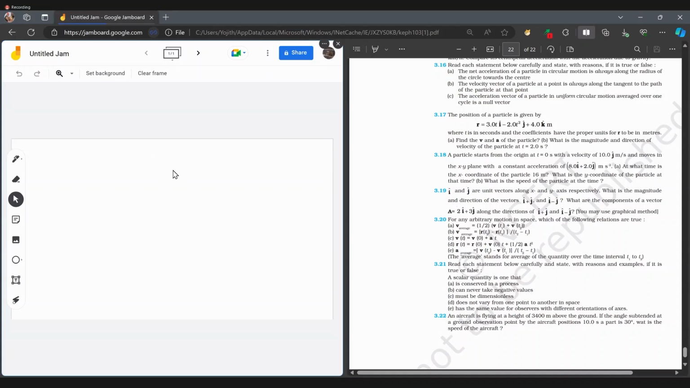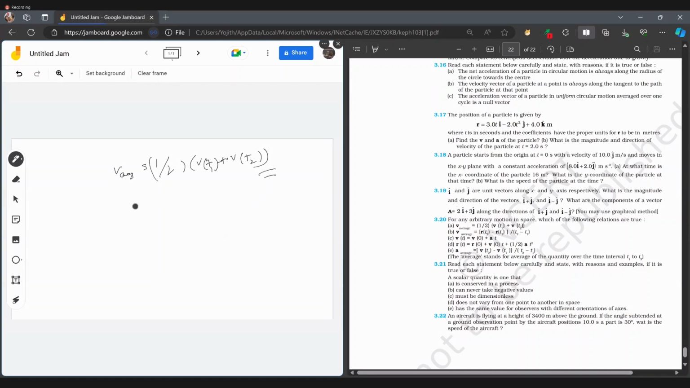నెక్స్ట్, for any arbitrary motion in space, which of the following is true? Okay, so v average is equal to 1/2 into v into t1 plus v into t2. Okay, this is false ఎందుకంటే మోషన్ ఏమో ఆర్బిట్రరీ కదా, సో మనకు తెలియదు టైం ఇంటర్వెల్స్ ఎలాగైంది, సేమ్ డిస్టెన్స్ లేకపోతే యూనిఫామ్ గా టైం ఉందా, ఏంటో తెలియదు కాబట్టి ఇట్స్ నాట్ ఆల్వేస్ ట్రూ.